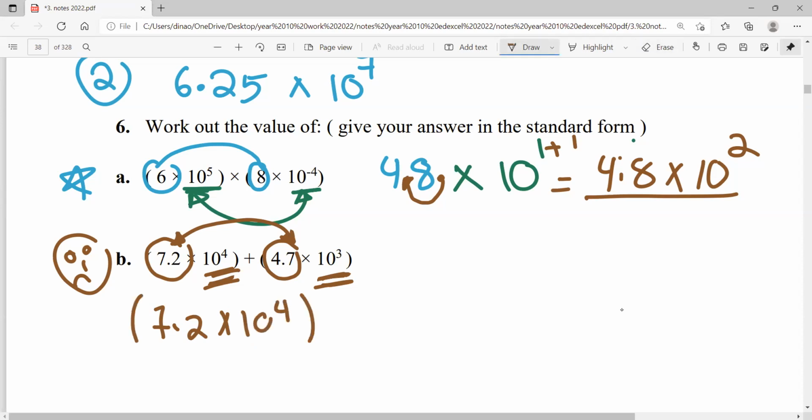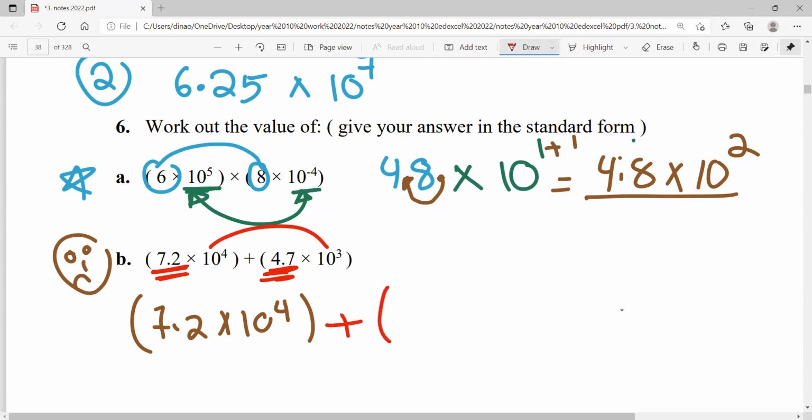So I keep the first as it is, 7.2 times 10 to the power of 4. Again, in addition and in subtraction, in order for you to add the decimals, the powers of 10 must be the same. I decided to change this into 10 to the power of 4. Let's remember together that when we add to the power of 10, what do I do to the decimal? I move to the left. When I add, I move to the left. So this will be 0.47.